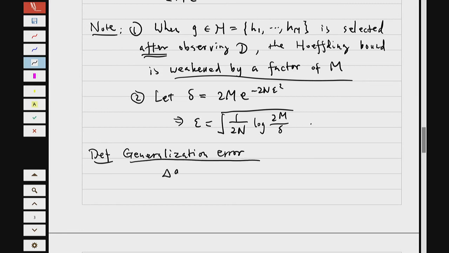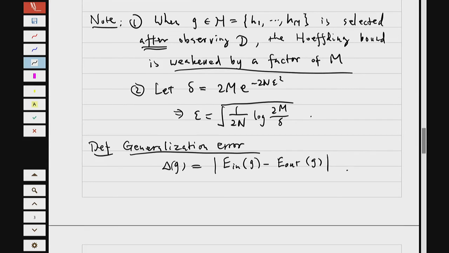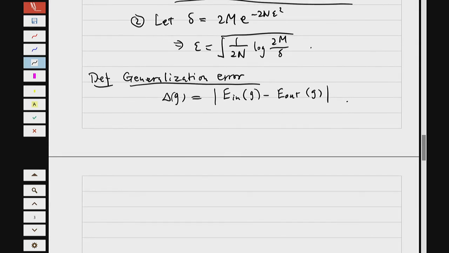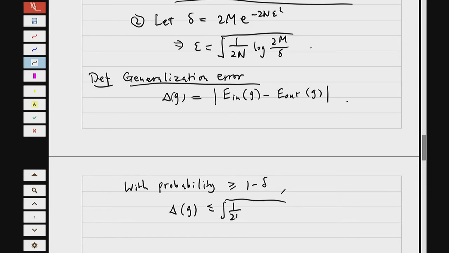Which is delta G again, just the distance between these two, E and E out. So then from this equation above, we can say that with probability greater than or equal to 1 minus delta, we can guarantee that this generalization error is upper bounded by 1 over 2n log of 2m divided by delta, right?